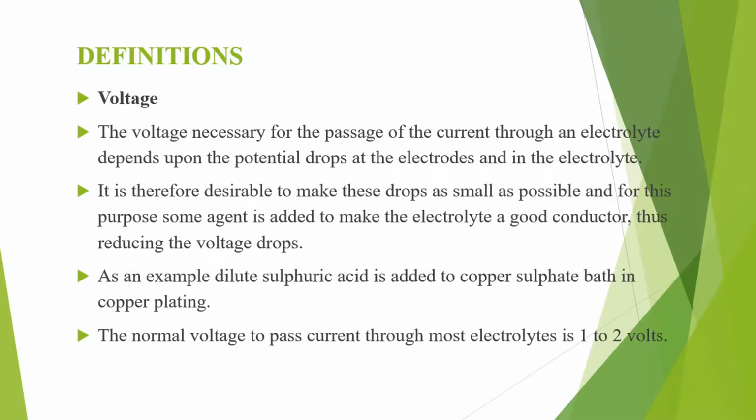Voltage. The voltage which is necessary for the passage of current through an electrolyte depends upon the potential drop at the electrodes and in the electrolyte. So these drops should be as small as possible. For this, some agent will be added to make the electrolyte a good conductor, thereby reducing the voltage drops at the electrodes and in the electrolyte. An example is dilute sulfuric acid added to the copper sulfate bath in copper plating. The normal voltage needed to pass current through most electrolytes is 1 to 2 volts.